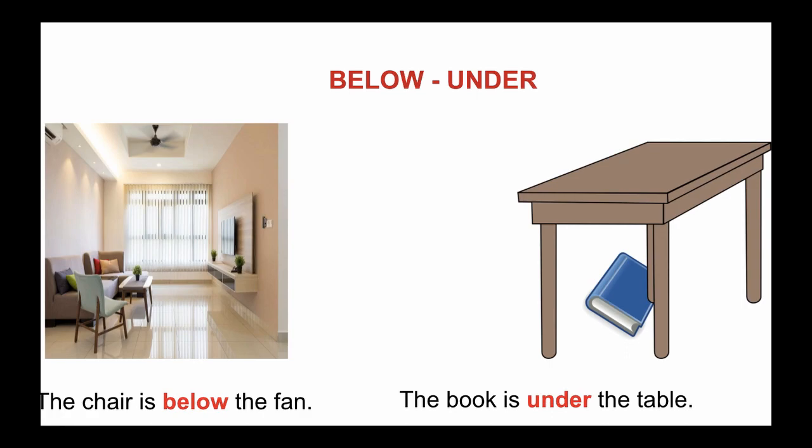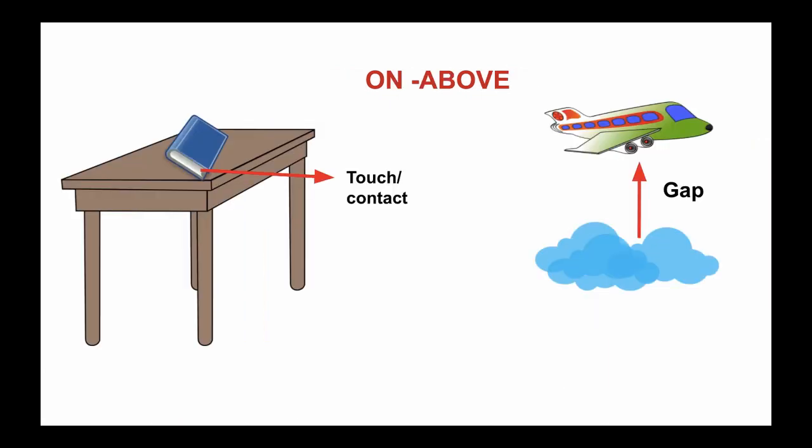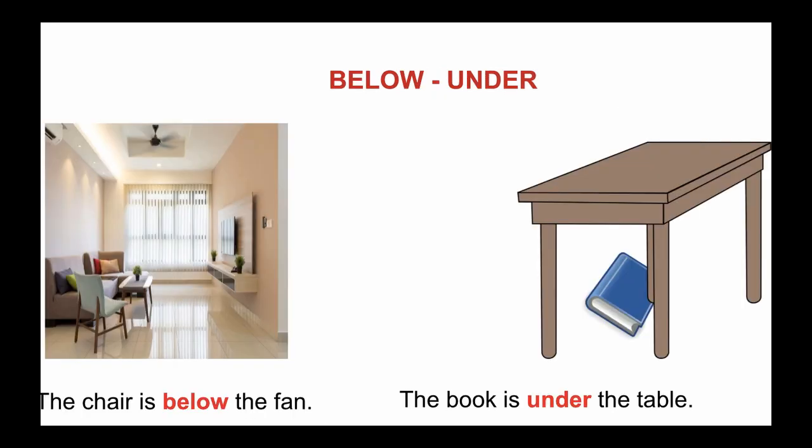But in another photo we can see that the book is under the table. Here the level of the book is lower than the table, and the book is fully covered by the table. So that's why we have used the term under here. I hope now there is no confusion between below and under, on and above. When there is direct touch between two objects, then we will use on. When there is a gap, we will use above. When the object covers the other object completely, we will use under. And when the object does not cover the other object completely, then we will use below.